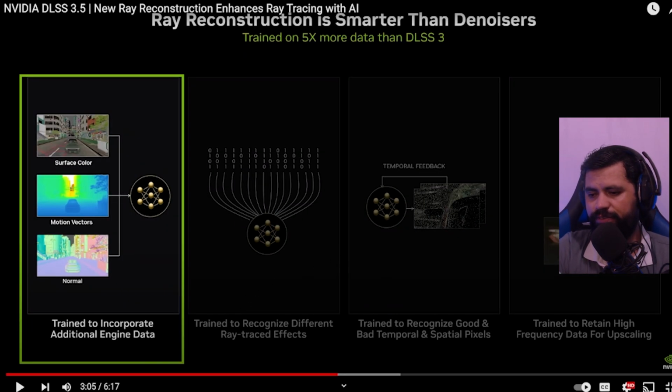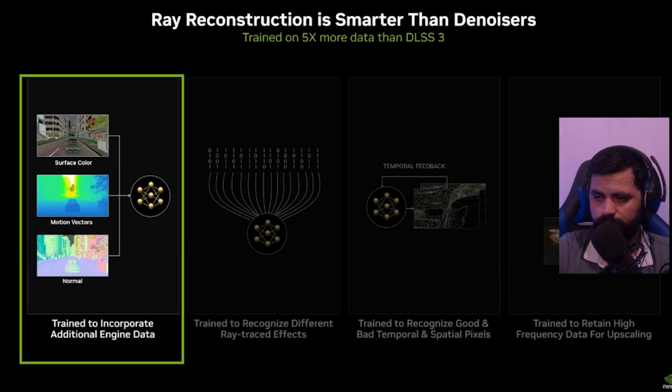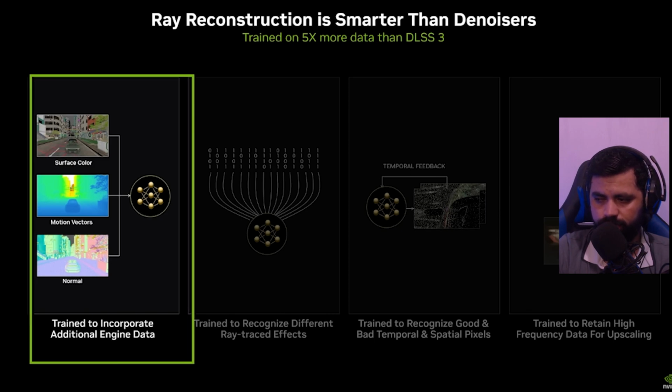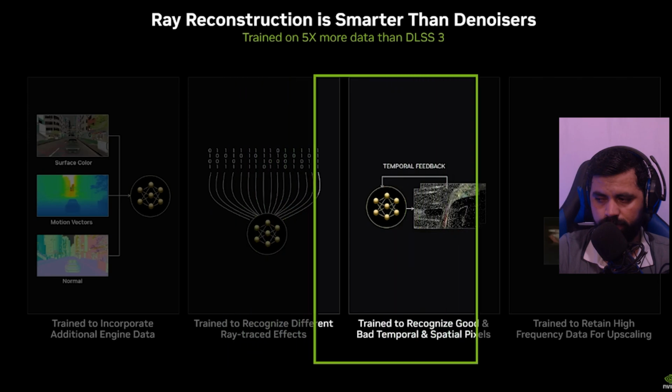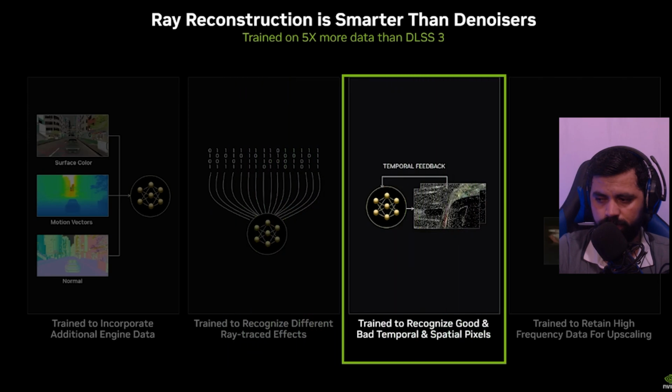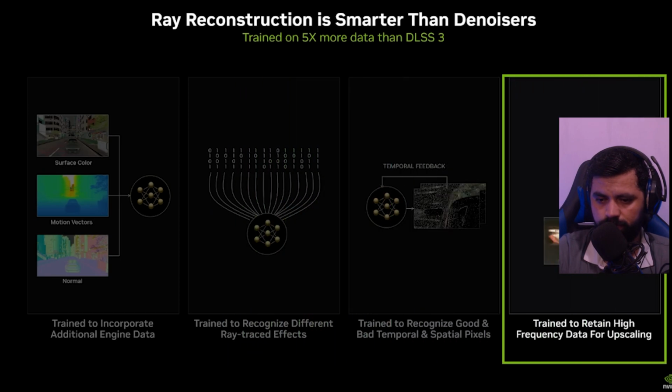So I think for games to incorporate DLSS 3.5 is gonna take a while because it's not just swapping DLLs as was with DLSS 2. This was necessary because of the diversity of ray tracing effects that the model needs to recognize and work with. We've trained this new DLSS model to recognize many different ray tracing effects to make smarter decisions about temporal and spatial information reuse, and to retain all the high-frequency data that's necessary for high-quality upscaling.